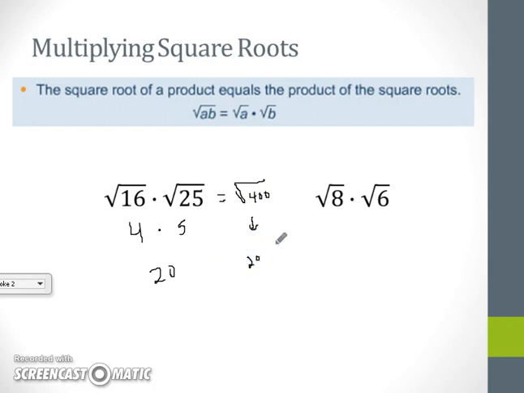In the other example, since these two are not perfect square roots, the square root of 8 is not going to be a perfect square root, and the square root of 6 isn't a perfect square root. You can just multiply the two factors underneath the radical sign, so 8 times 6, to have an answer of the square root of 48. So with square roots, you can just multiply the numbers underneath the radicals to simplify where needed.